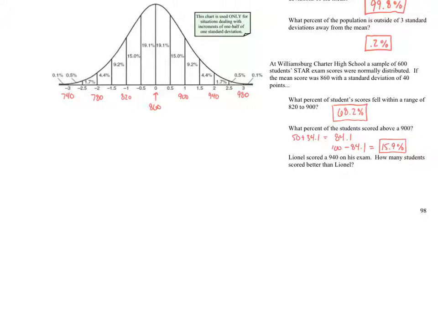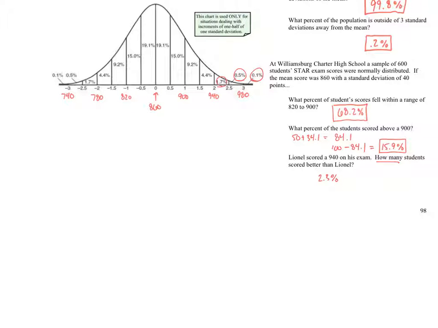Next one is where we start getting into actual numbers of people. Lionel scored 940 on his exam. So Lionel is 2 standard deviations above the mean. Lionel's doing very well. How many students scored better than Lionel? So that's not saying what percent of students scored better than Lionel. That's saying how many. So here's what I want to know first. What percent of students scored better than Lionel? Well, that's going to be 1.7 plus 0.5 plus 0.1. Okay, so that's 2.3%, right? 2.3% of students scored better than Lionel.